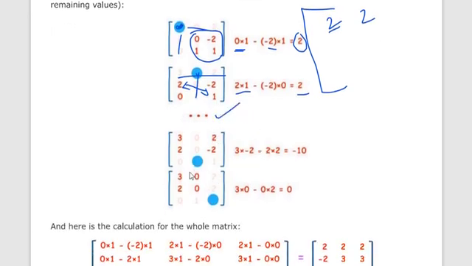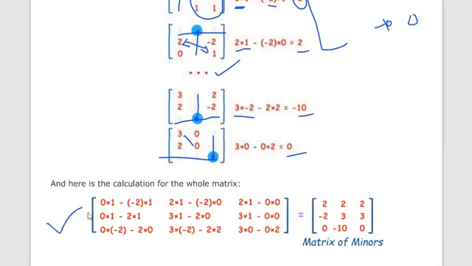Then same procedure. We ignore this row, this column and third row, and we get the determinant: 3 into minus 1 minus 2 into 2 is minus 10. Here we will put minus 10. Then for third row, third column, we ignore them and find the determinant: 3 into 0 minus 0 into 2 is equal to 0.